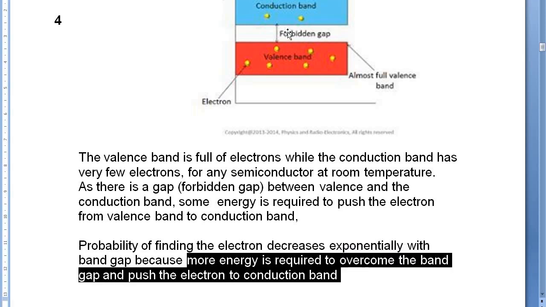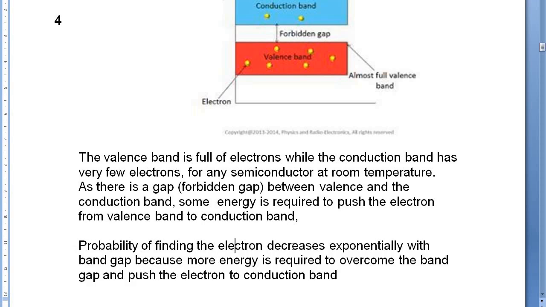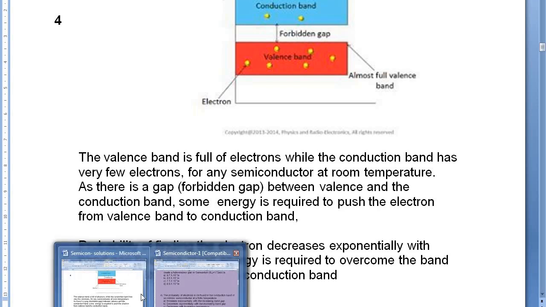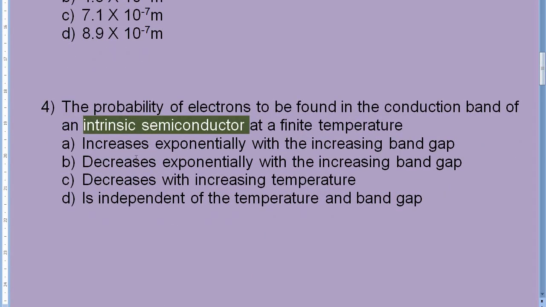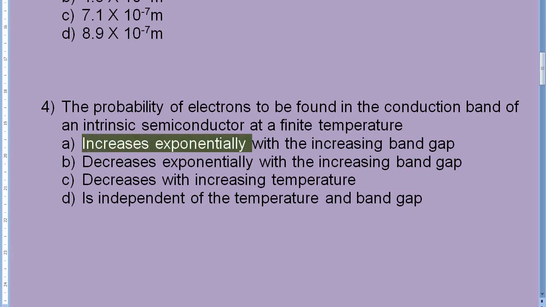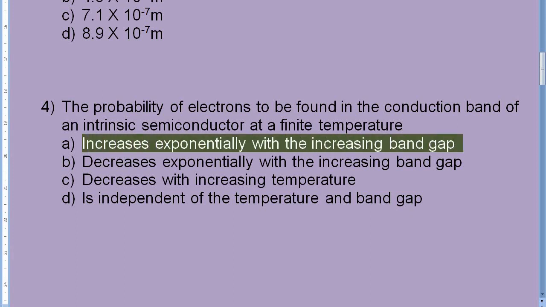So we need to supply some energy to push these electrons from the valence band to the conduction band. Because we need to put in a large amount of energy, the probability of finding the electron decreases exponentially with the band gap. So this is the answer here. It changes exponentially with increasing band gap.